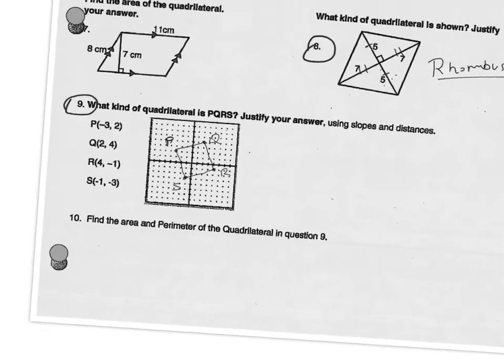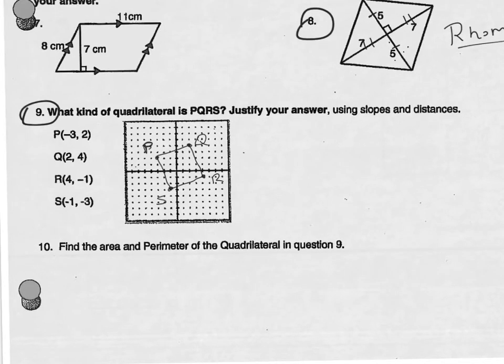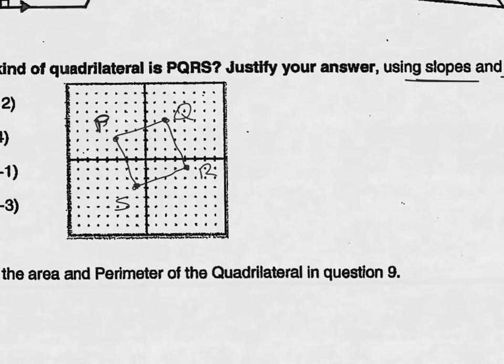Okay, question 9. I set it up already by plotting the points. This is the one where we have to go through the slopes and the distance formula to prove which type of quadrilateral it is. Okay, so the first thing we can do is find our slopes. Now remember, to find the slope, all we have to do is count the rise over run. You can absolutely use the slope formula if you'd like, but we can always just count rise over run.